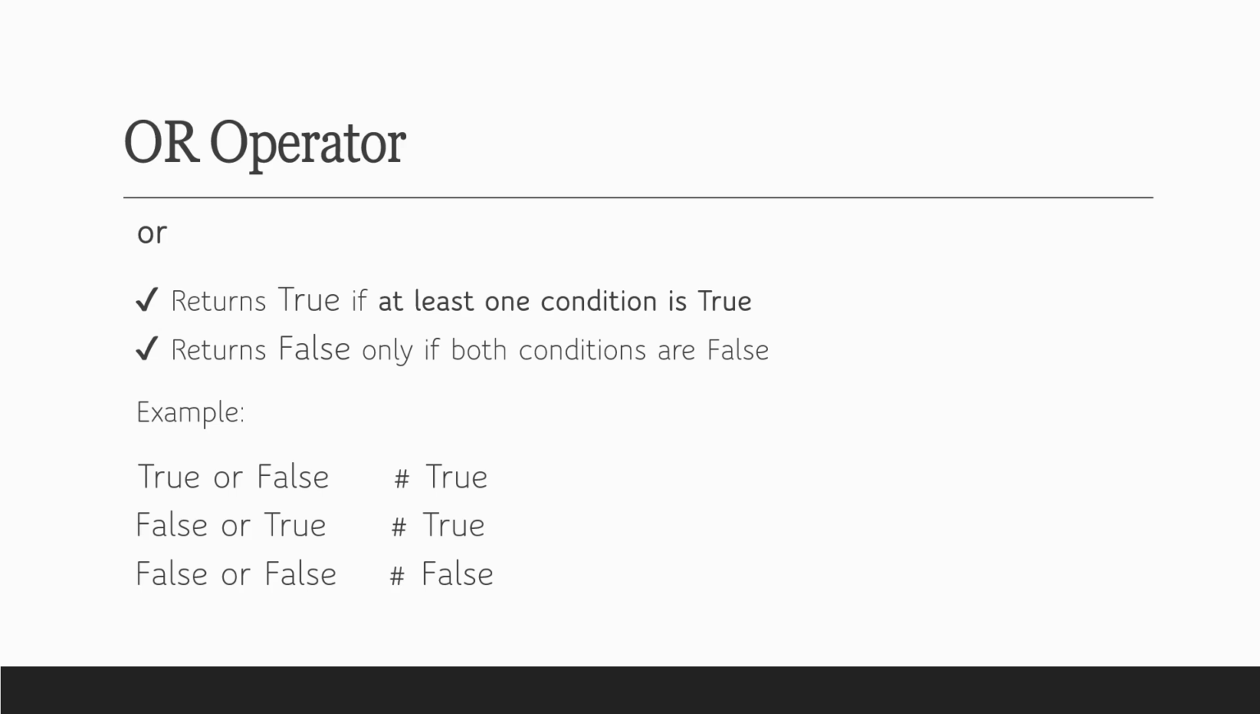Let us understand this with simple examples. When true and false are combined using the OR operator, the result is true. When false and true are combined, the result is also true. But when false and false are combined, the result becomes false. So remember, the OR operator is flexible. It gives a true result even if just one condition is true. Only when all conditions are false does it return false.